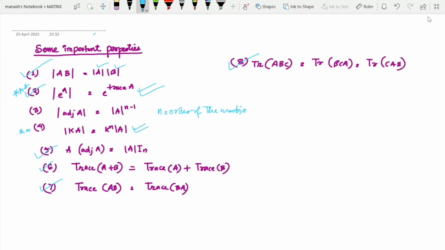Eighth one is also a very important property. It is a cyclic property. Suppose we have three matrices, then trace of ABC is equal to trace of BCA is equal to the trace of CAB, right? You can use the cyclicity property. So based on these properties, we can solve the upcoming questions that are based on these properties. So let us see.